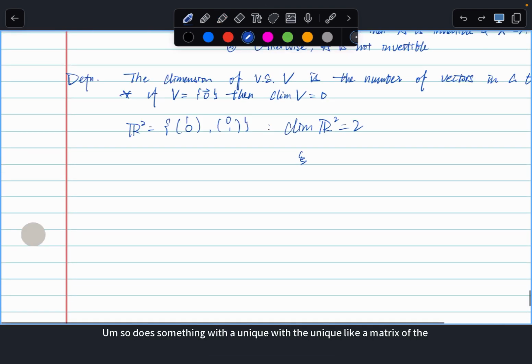Does a matrix with a unique solution, so it doesn't depend on a variable, just not have a kernel? Then the kernel is just the 0 vector. Oh, okay. And the dimension will be 0 for the kernel. So the 0 vector doesn't count as a vector? Yeah, in a sense. Okay, I see.